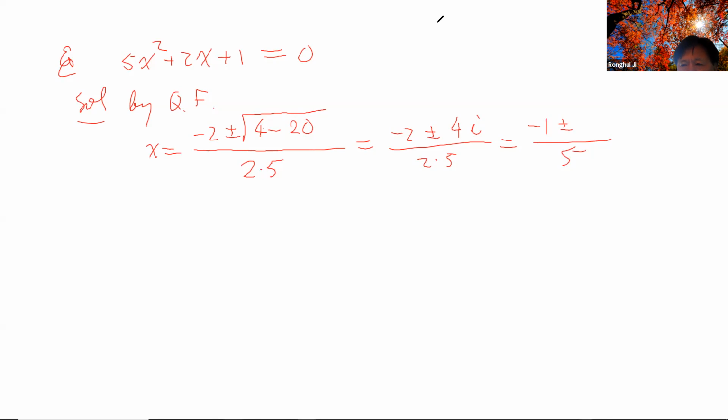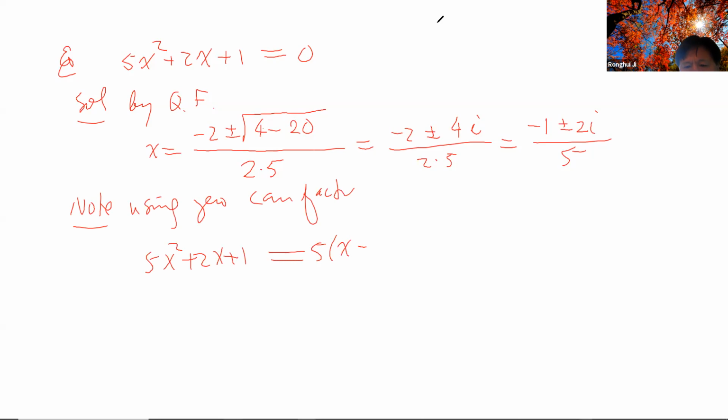1, negative 1 plus or minus 2i, okay? And these are the solutions. So don't forget, using the zeros, you can actually factor this. So note, using zeros, we can factor 5x squared plus 2x plus 1 as 5 times x minus the first zero, and then times x minus 1/5 of the second zero.